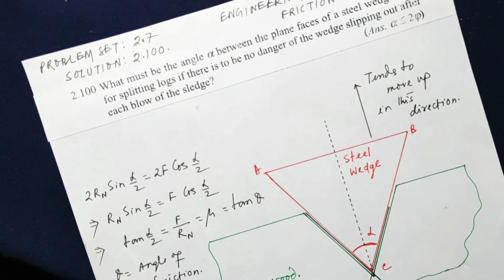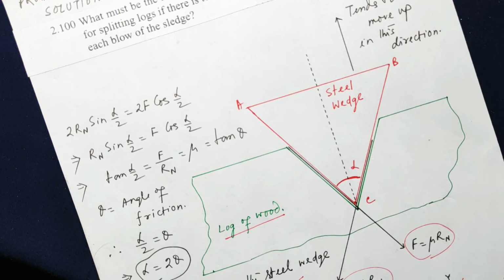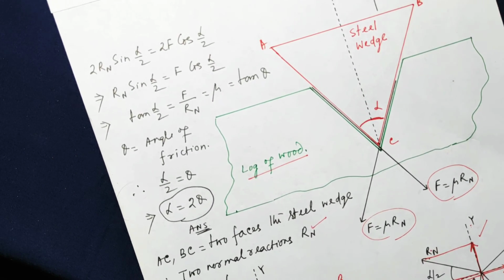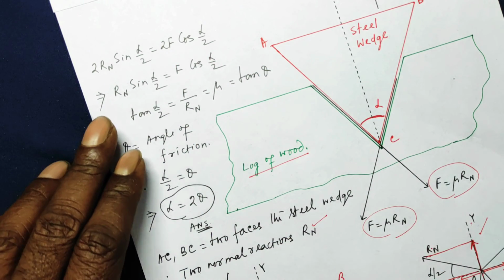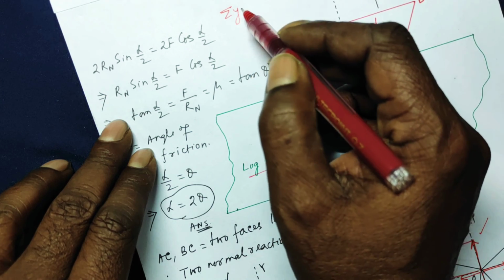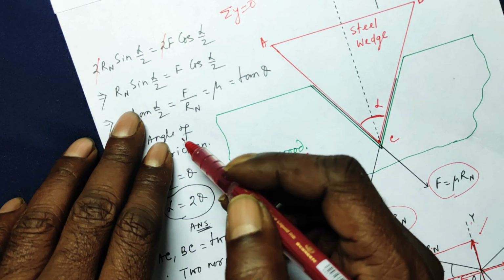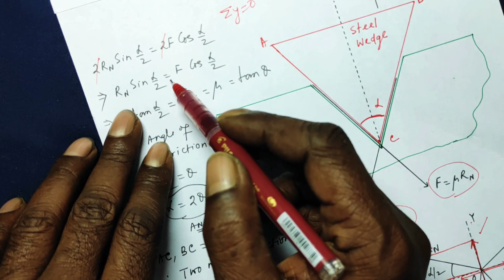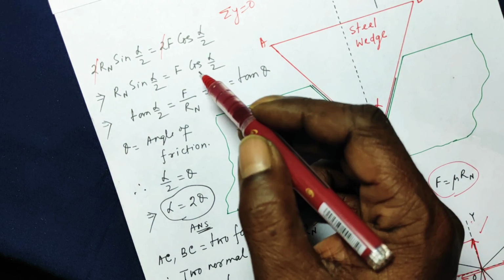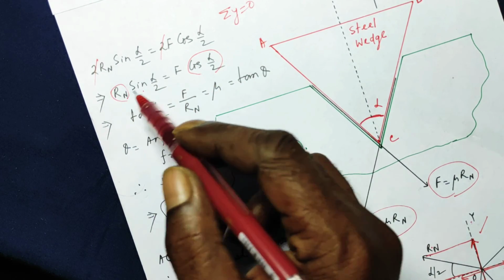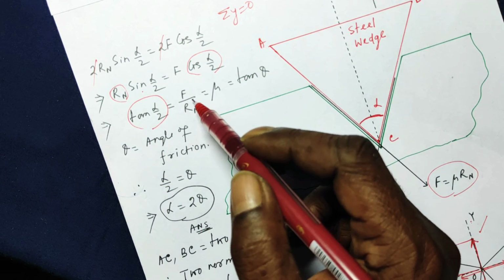I hope the diagram is clear to you, and the direction of the force of friction is also clear. Then we have 2 times Rn sin alpha by 2 is 2 times F cos alpha by 2, using sigma y is equal to 0, sum of the forces along y-axis. So 2 cancels. So Rn sin alpha by 2 is F times cos alpha by 2. Now bring cos alpha by 2 to the left hand side, take Rn to the right hand side. So sin alpha by 2 over cos alpha by 2 becomes tan alpha by 2.